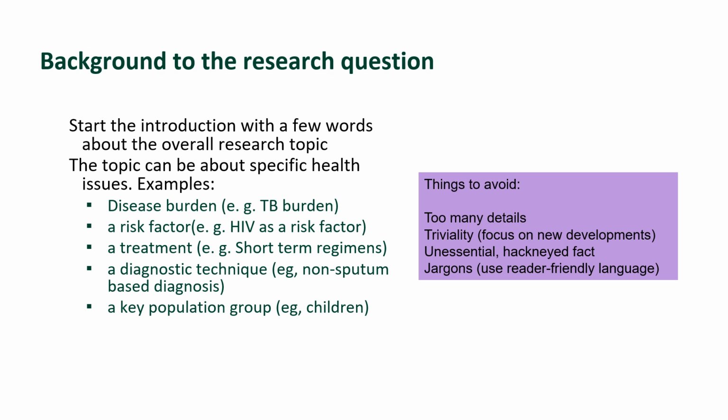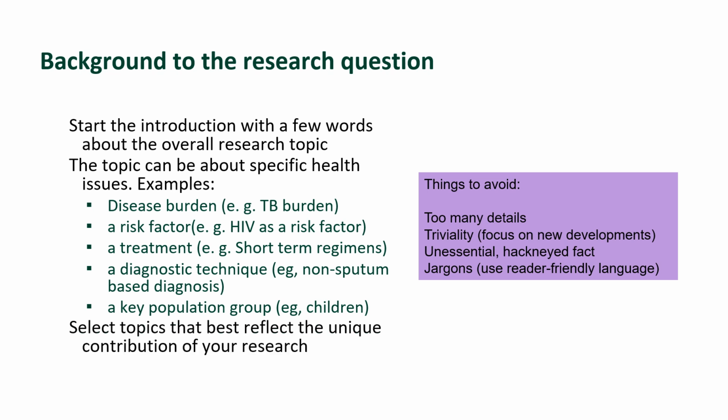Or it can be something very specific, such as a risk factor, for example, for HIV. So if what you are writing is about HIV infection, you can talk about risk factors and how it affects and so on. It can be about a treatment, new treatment regimens, or it can be about a diagnostic technique, or this could be about a key population group, for example, children. So then you have to really give some background to the research questions that you are posing here to the reader. Then select topics that best reflect the unique contribution of your research.